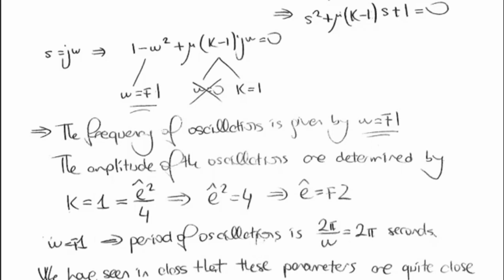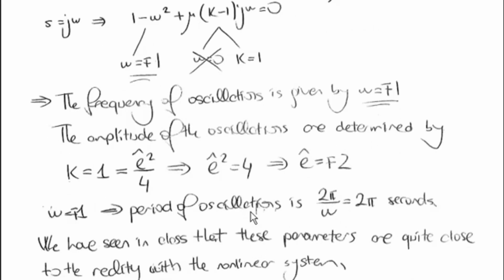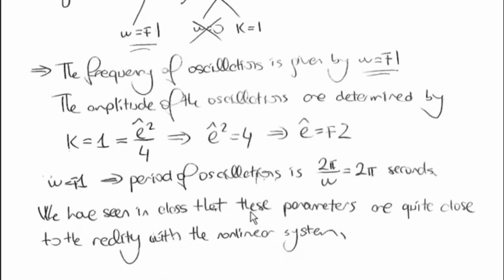Remember, in the last lecture, we simulated this one dipole oscillator, and we also saw in the class that these parameters are quite close to the reality for the nonlinear system. So we have seen an oscillation period of around 6 seconds, which is actually predicted by this analysis here, and we had the oscillation amplitude equal to approximately 2. So far I have covered the material that we have already seen in the class.